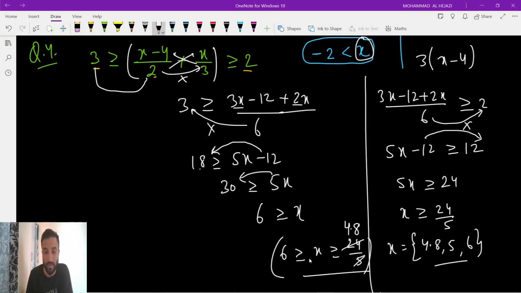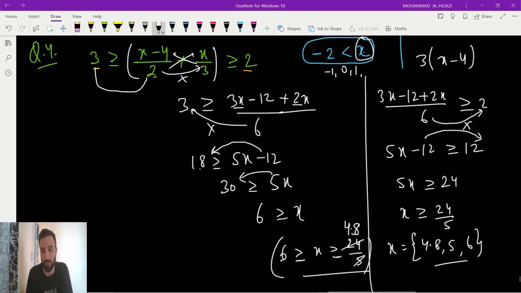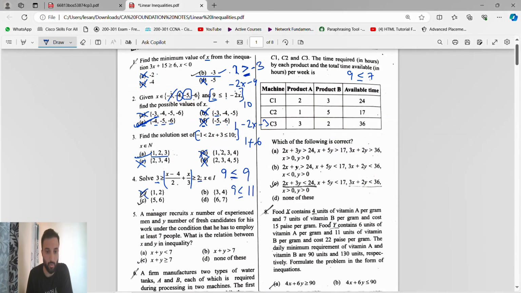So equal to means, guys, we'll take that value. If not equal to, we'll not take that value. Like x is greater than minus 2 means we'll not take minus 2, we'll take minus 1, 0, 1 like that. So you'll see which values it is, 5 and 6, because all is in whole numbers, so 4.8 is not considered. So 5, 6. 1, 2, no, 3, 4, no, 5, 6, yes, because 7 is no.